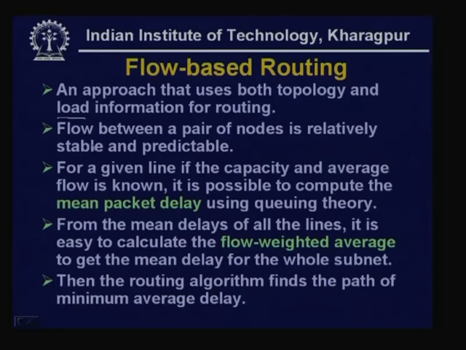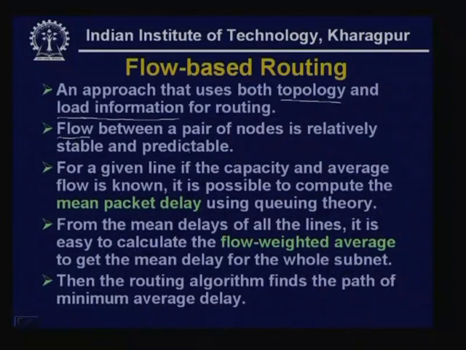Now, what can be done? In addition to the topology, information about the load can be used for routing, and a concept of flow is used here. Flow between a pair of nodes is relatively stable and predictable. That means if you know the traffic through a particular direction, and if the data rate of a particular link is known, very easily the flow between a pair of nodes can be calculated.